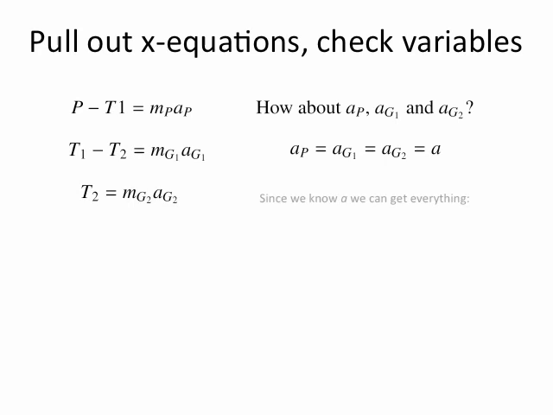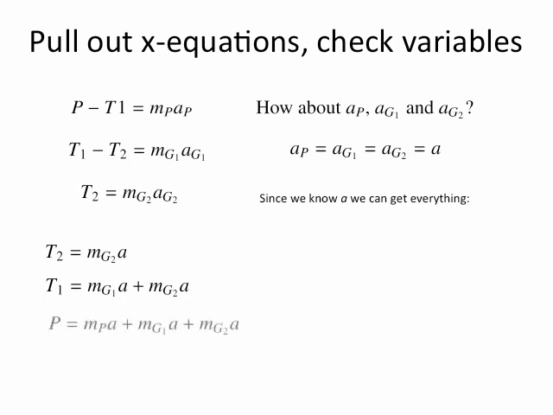Since we're given A in the problem, this particular problem gave us A of 1.9 meters per second squared, we can deduce everything else from that. We know, for example, T2 is the mass of glider 2 times A. We know that T1 is the mass of glider 1 times A plus the mass of glider 2 times A. I can get that from the second equation. And finally, from the top equation, I can calculate the force of the propeller on the tow plane. It's got to be the sum of the 3 masses times A.